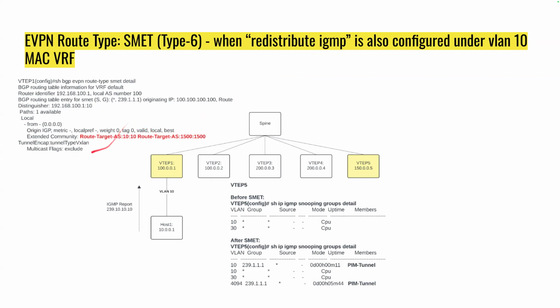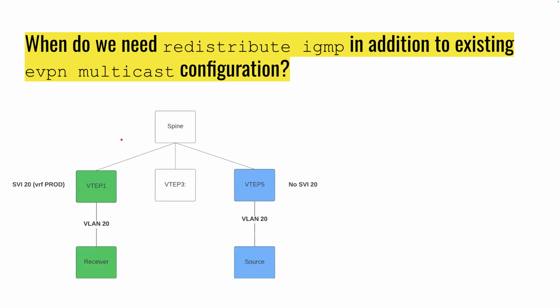Now let's see in what kind of scenarios we need this L2 route target, right? So now the scenario is changed a bit. We have a receiver here, and we have an SVI 20 present here, and it is also part of VRF prod. But now, unlike the last scenario, the source is present behind an L2 VTEP. In this case, the source is behind VTEP 5, and there is no SVI on VTEP 5. So essentially, the sender is behind an L2 VTEP.